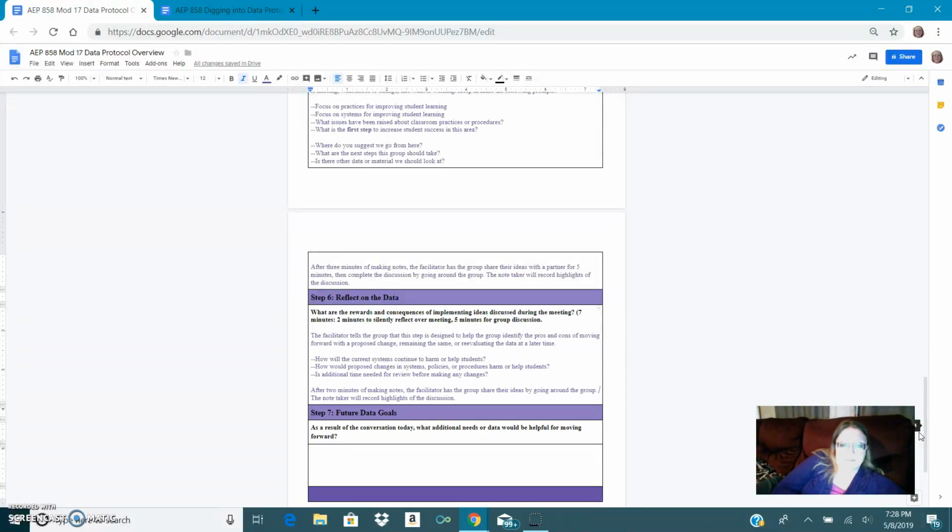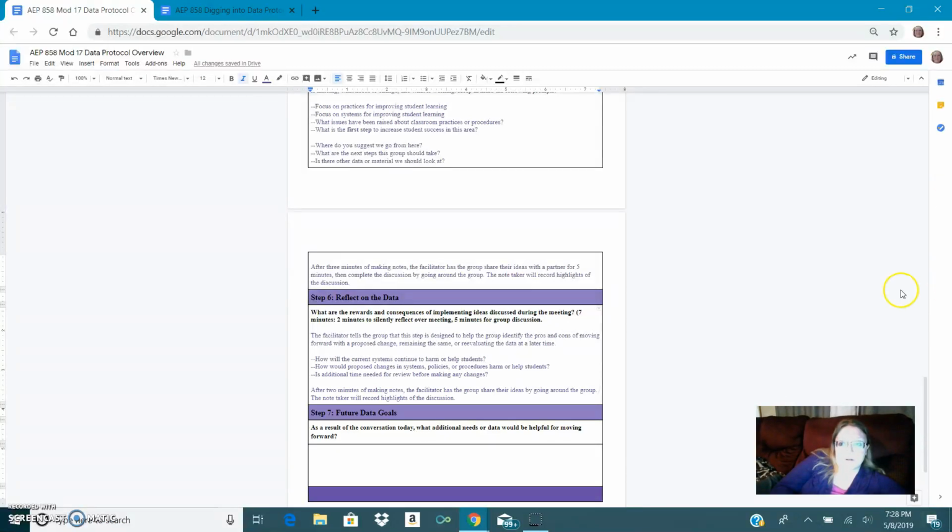The last step is 7. That's future data goals. So what do we need to do as a team or individually to be prepared for the next meeting? What data do we need to collect? What tests do we need to conduct? Or simply what plans do we need to initiate and record to see if they're successful?